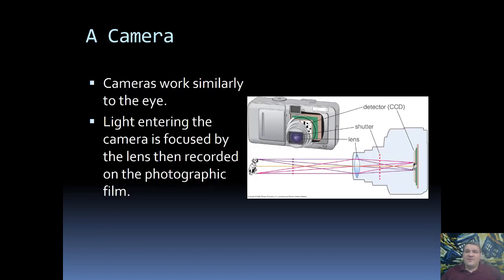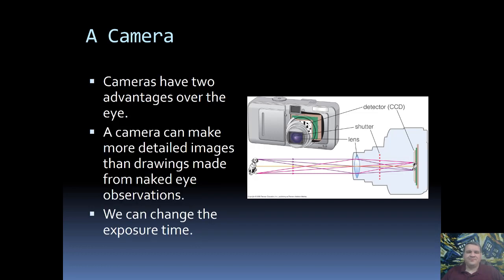The next device used was a camera. The idea is that we now have some sort of permanent thing that we can take a picture with. Now, a camera works in a very similar way to the eye. We have light that enters and passes through a lens, which allows us to focus the light. The light then lands on some sort of material that allows us to record it. Originally, this was photographic film. In more recent cameras, it's going to be some sort of digital detector.